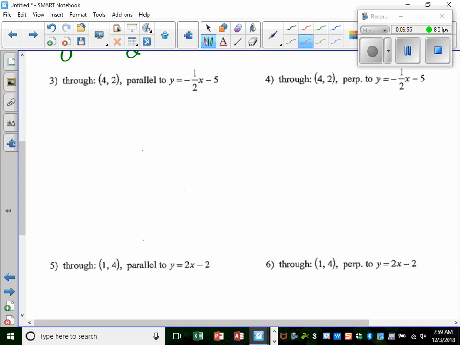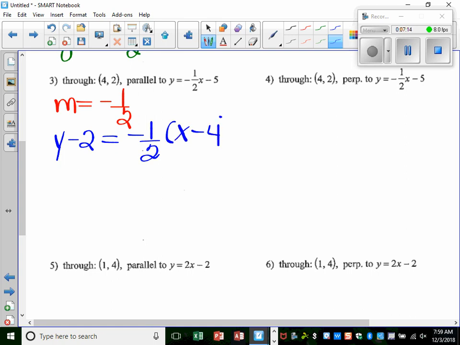Okay. So my slope is going to be negative 1/2, because if they're parallel, they have the same slope. So what form did I say we would put it in? Point slope form. So we're going to say y minus 2 equals negative 1/2 times x minus 4. Just drop the numbers where they go for point slope.